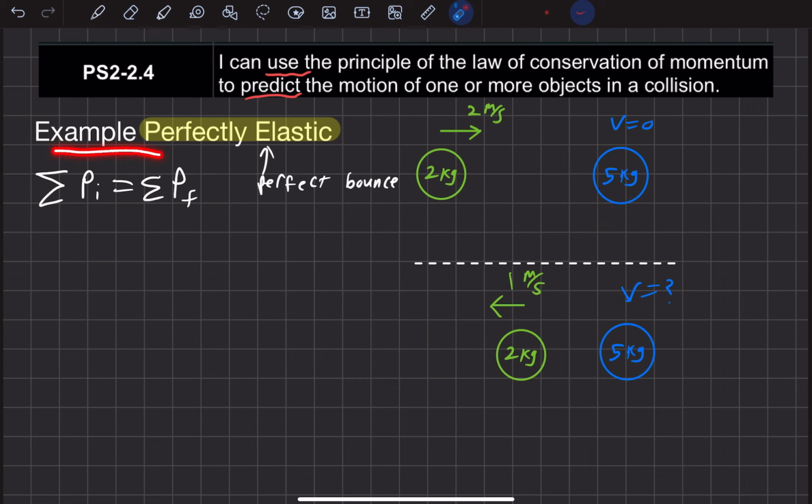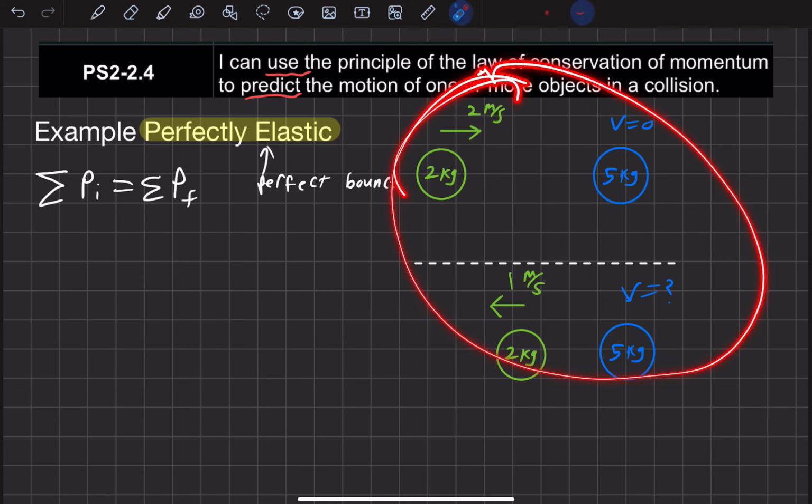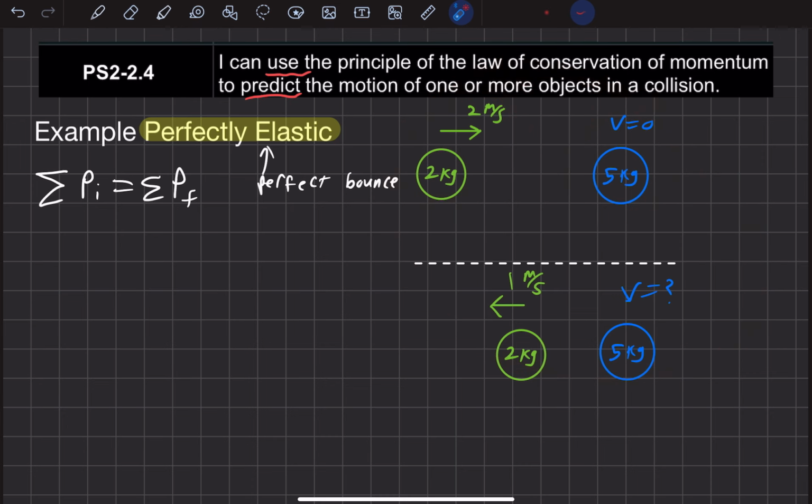For all these problems, you should start with this expression right here. The sum of momentum before equals the sum of momentum later. After writing this expression, what you should do is break this sigma up into the individual momenta, like momentum 1 plus momentum 2. Let's go ahead and do that. You might notice that I have color-coded the system to the right. Green is going to be the left object, and blue is going to be the right object.